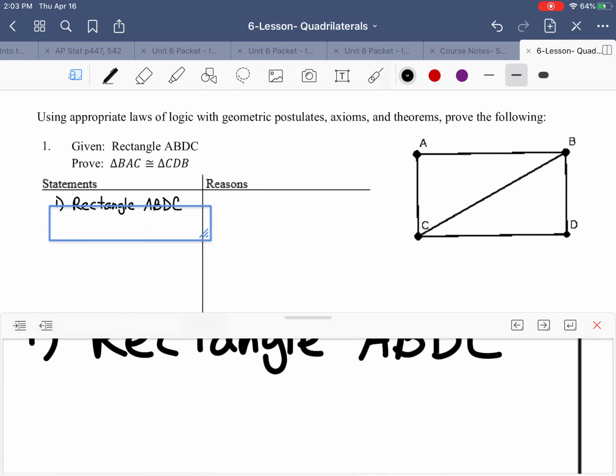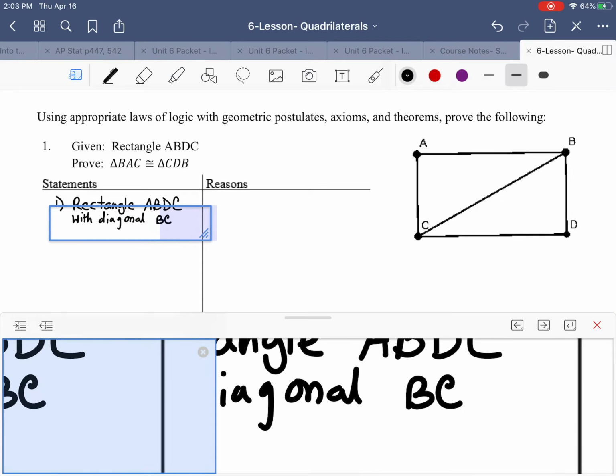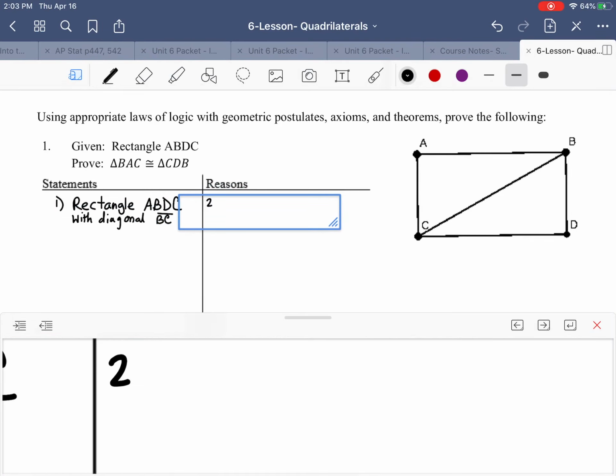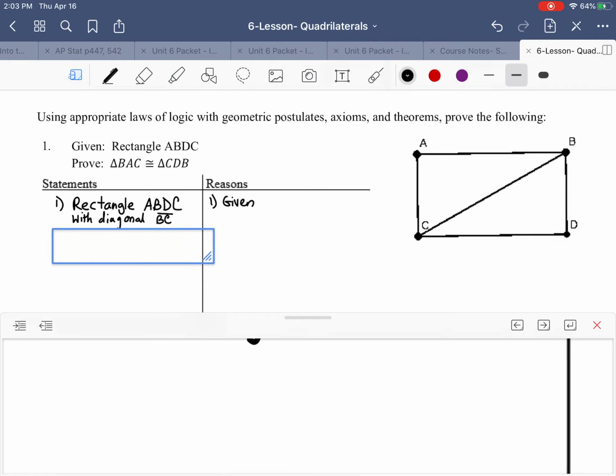Another thing that probably should be mentioned here, although it's pretty obvious, with diagonal BC. All right, I'll take that as a typo. And I always do that. I don't know why. Given. So our job here is to prove BAC and CDB, sorry, force of habit, are congruent to one another. So basically, this question is asking us to take everything that we know about a rectangle and use it to help us to prove that two triangles are congruent.